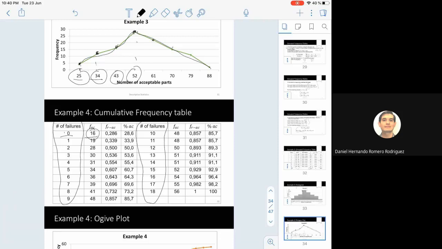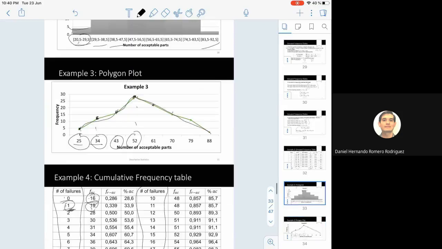But then for the second value of the random variable, equal to 1, please notice that the cumulative frequency is 19. That means that if I go back to the original example, the absolute frequency is equal to 3. So this 19 comes from the cumulative frequency of the previous values plus the absolute frequency of this class. So it's 16 plus 3. So let me go back and show you the original frequencies.